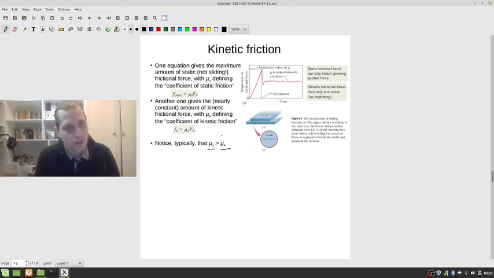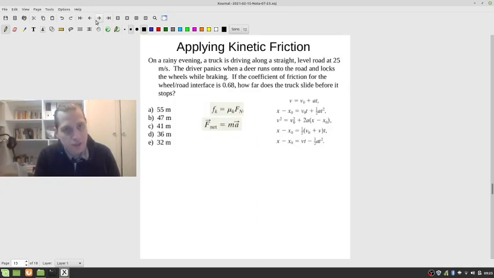Okay? So let's just do one more example with this. In this one, we have a rainy evening. A truck is driving along a straight level road at 25 meters per second. The driver panics when a deer runs into the road and locks the wheels while braking.